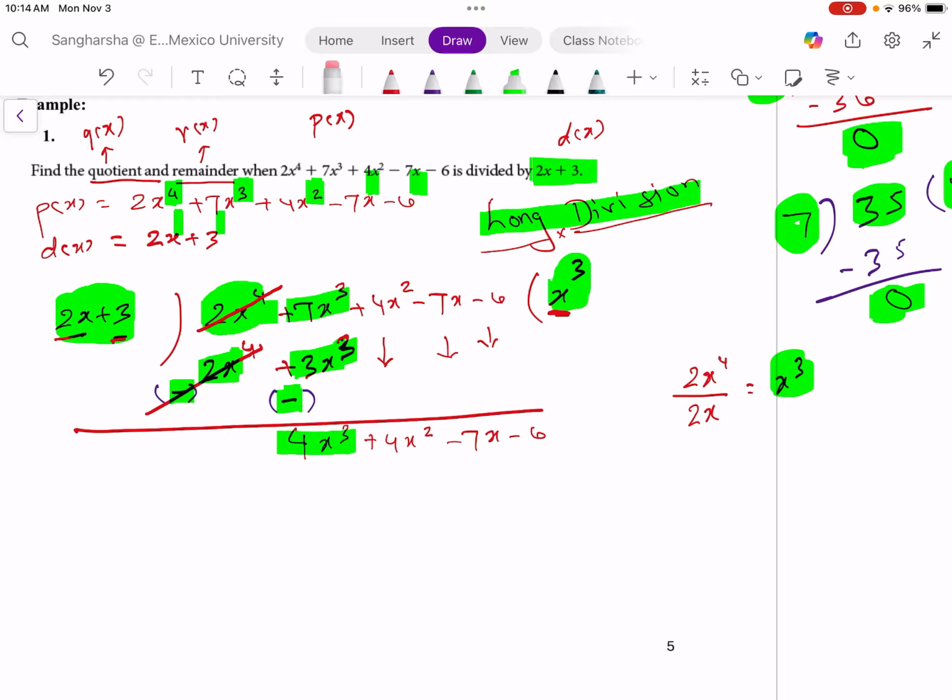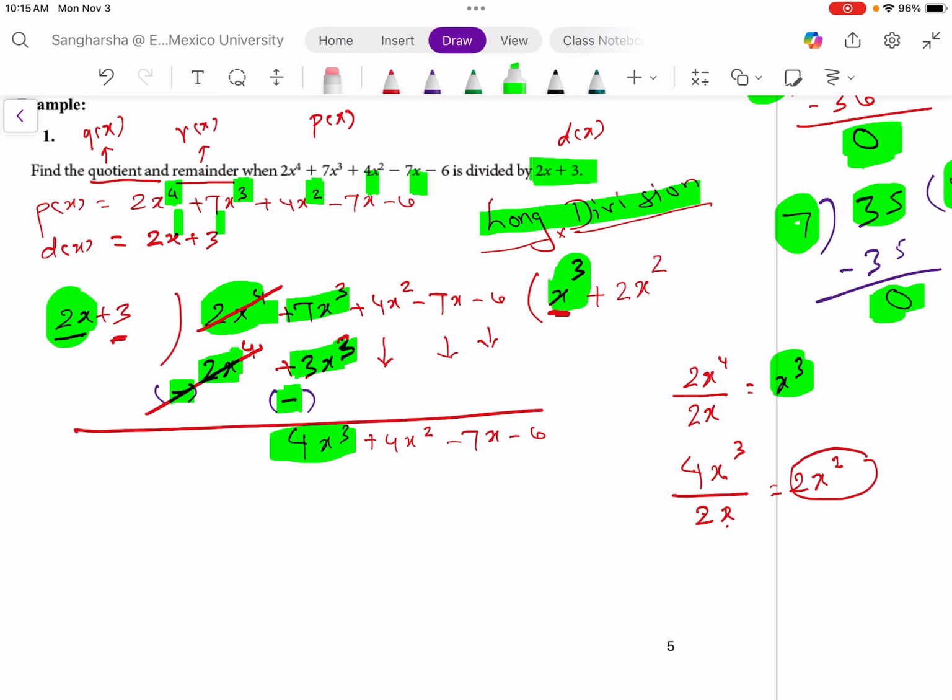Now we take the first term, 4x cubed, and divide that first term by the first term of the divisor. Our divisor is 2x plus 3; the first term of the divisor is 2x. So 4x cubed divided by 2x. What is that? 4 divided by 2 is 2. x cubed divided by x is x squared. And this positive 2x squared is our next term of the quotient. So 2x squared.